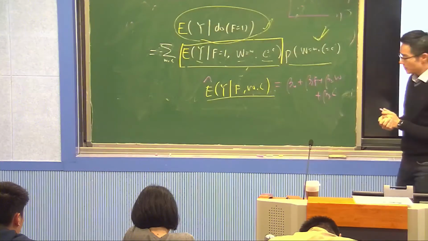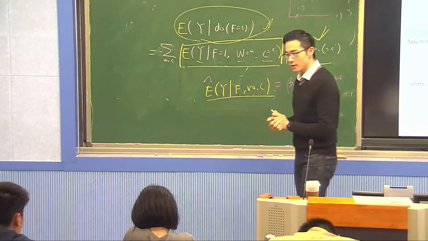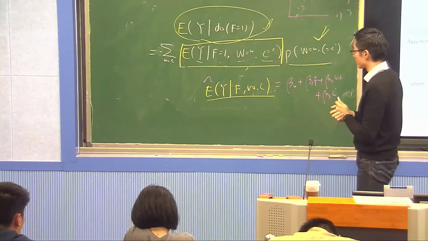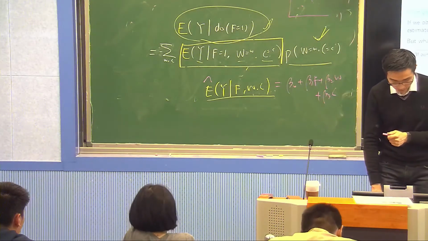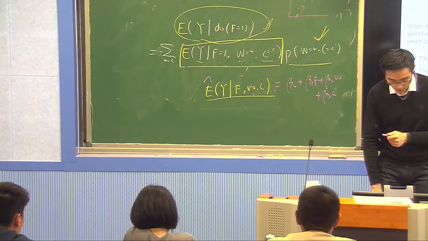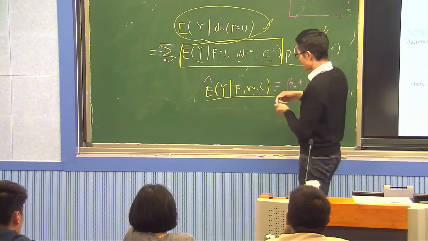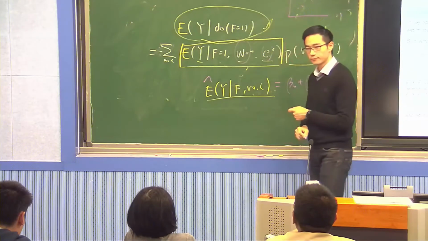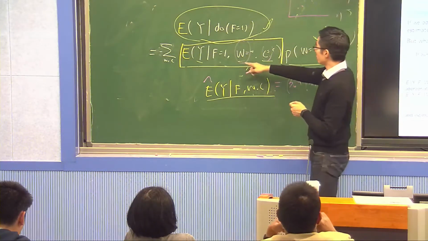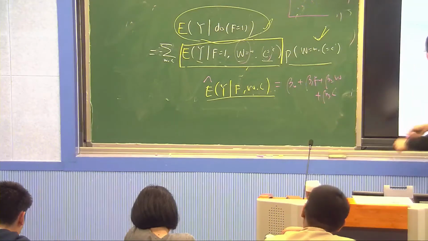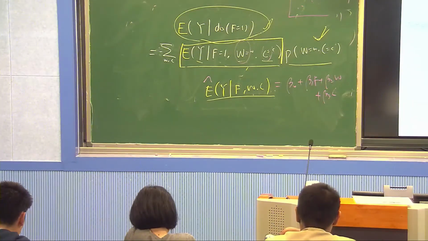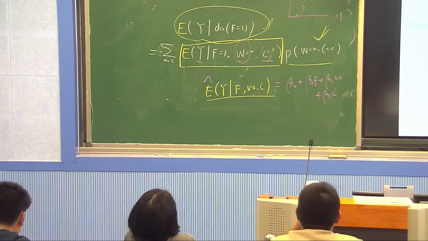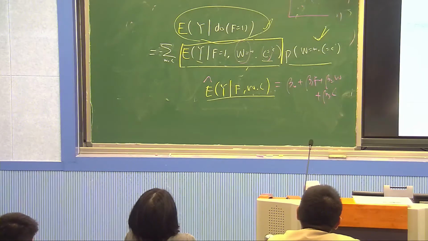Now, this case has become easy. This case seems to have been solved, right? It's an easy case. What if? Now the question is, what if I do not observe W or C? In order to know the causal effect of F on Y using this formula, we need to control for the parents of F, which are W and C. What if I actually do not observe W or C?